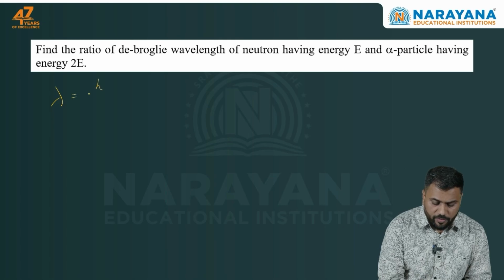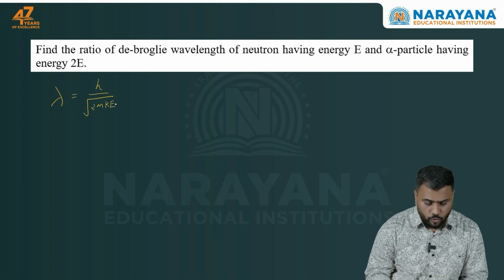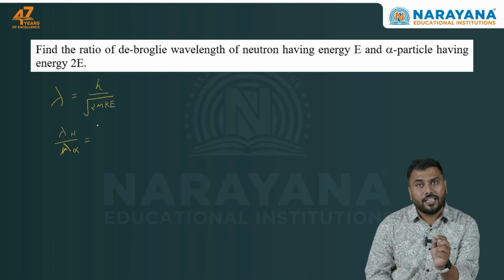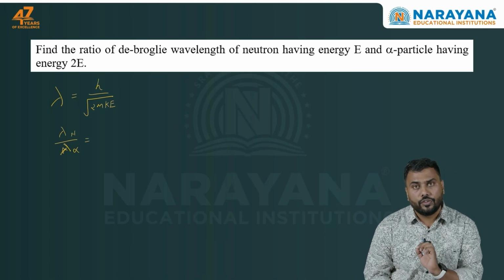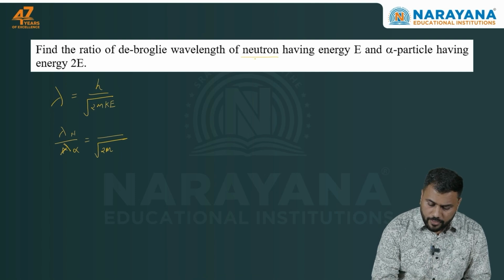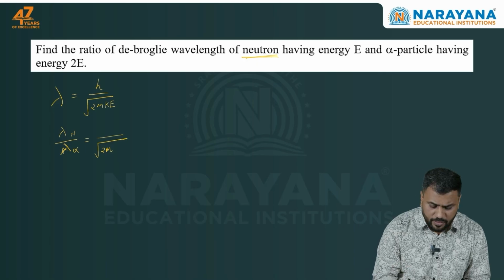We know de Broglie wavelength is given by h by root over 2m KE. That is h by p, and momentum can be written as root 2m times kinetic energy. So lambda of neutron divided by lambda of alpha particle. If we see the mass of neutron and mass and energy of alpha particle, these things are different. I think in this question there was deuteron. Let us see if deuteron is given, then what will be the answer.